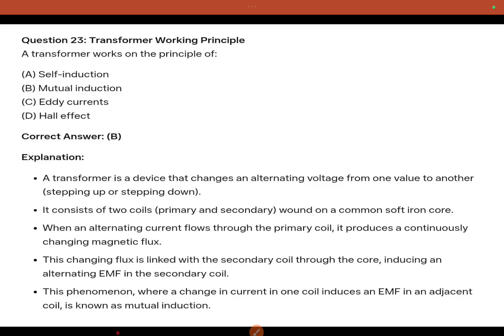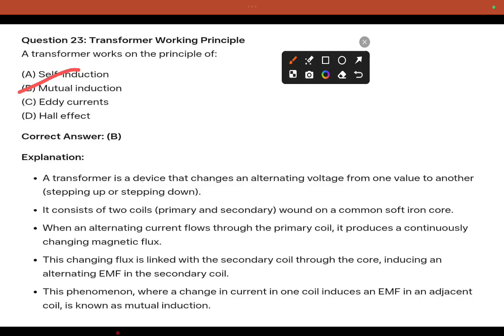transformer working principle. A transformer works on the principle of what? So here is the answer: mutual induction. A transformer is a device that changes an alternating voltage from one value to another, stepping up or stepping down. It consists of two coils, primary and secondary, wound on a common soft iron core. When an alternating current flows through the primary coil, it produces a continuously changing magnetic flux. This changing flux is linked with the secondary coil through the core, inducing an alternating EMF in the secondary coil.